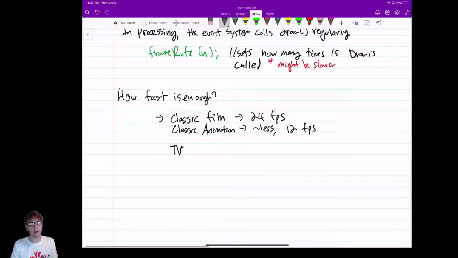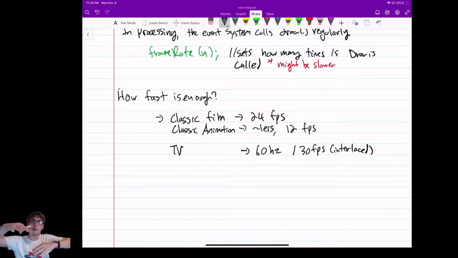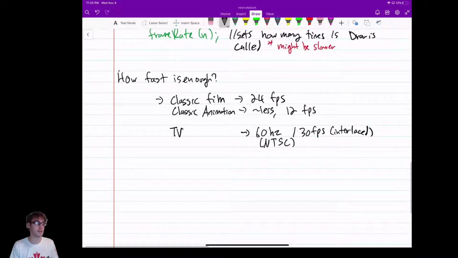Traditional TV, cable television before we went all digital, was targeted at 60 hertz. If you know about your power system in North America, our power system is at 60 times a second AC cycle, so they matched that. And generally we got 30 frames per second out of that because of how it was interlaced. We've learned a little bit about that before, but it would draw even frames, odd frames, even frames, odd frames to manage some of the bleed over effects. And because of persistence of vision, you didn't even notice it. This is the NTSC standard, the North American television system.